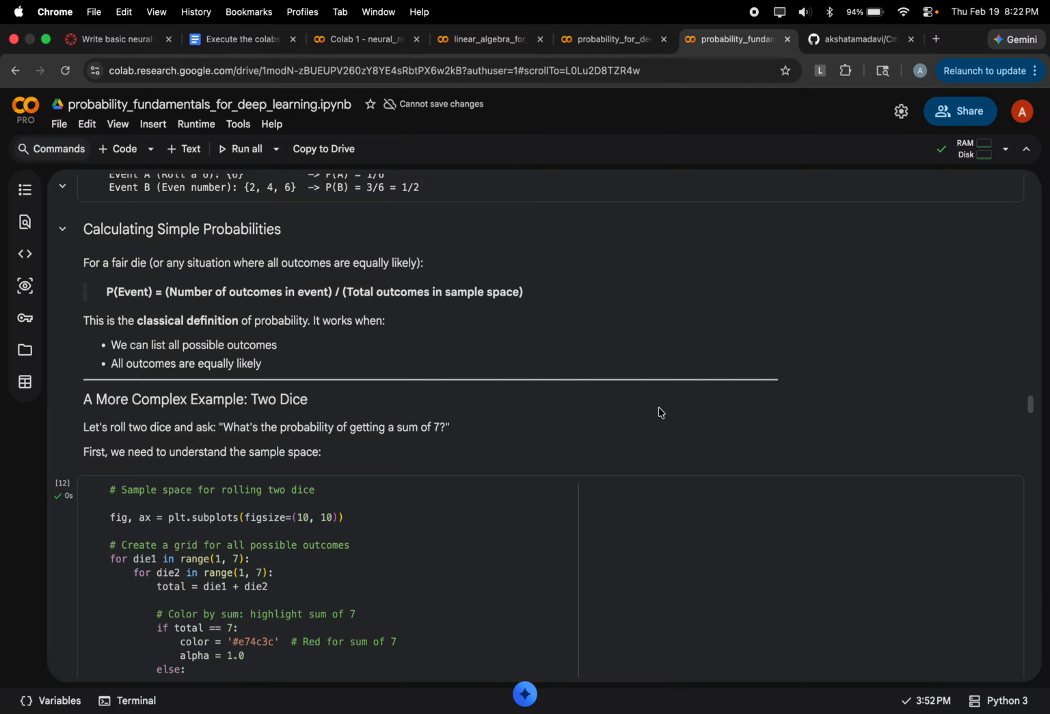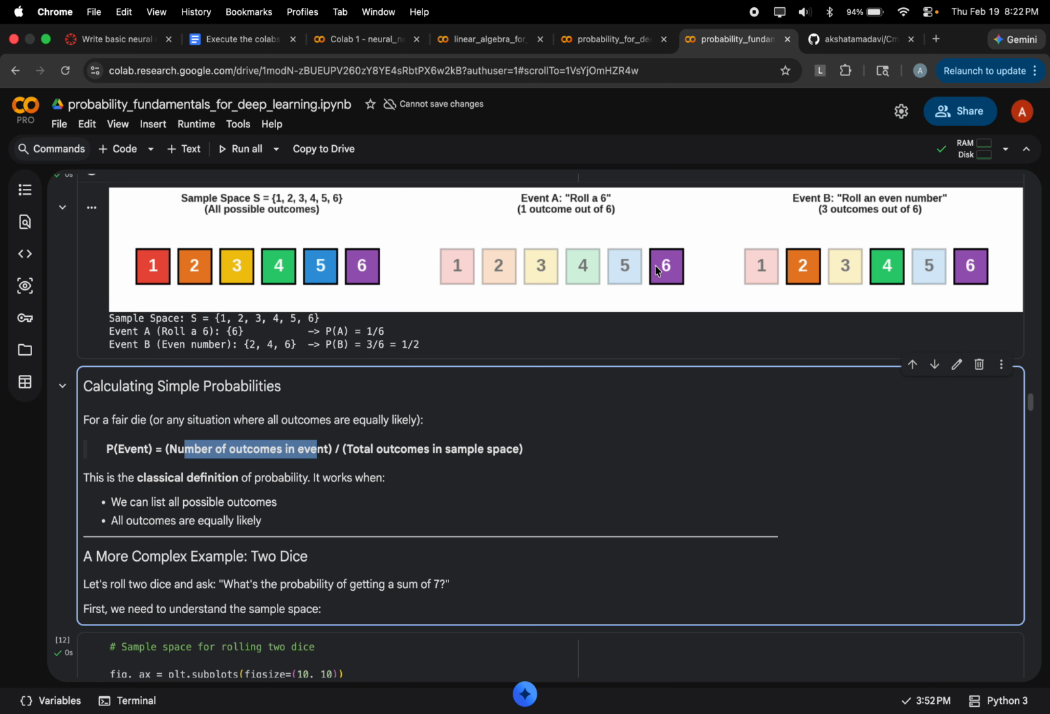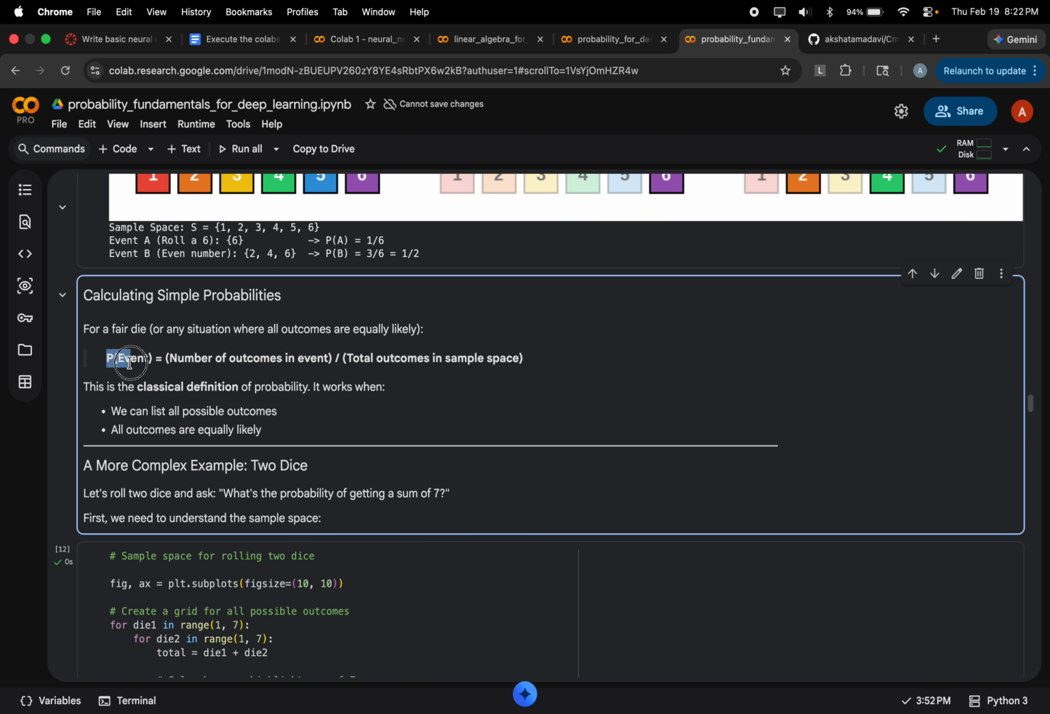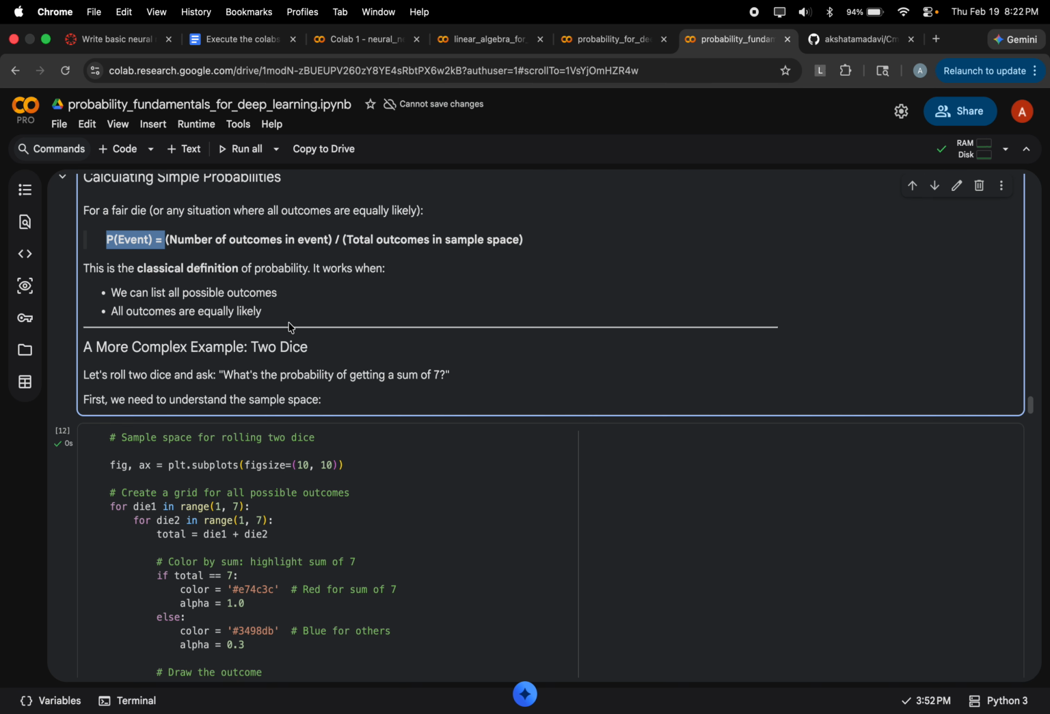Now calculating simple probabilities for a fair die or any situation where all outcomes are equally likely. P of event equals the number of outcomes in the event divided by total outcomes in the sample space. So if I want to see the probability of rolling a 6, it will be the number of outcomes in the event, which is 1, because only one outcome is 6, divided by total outcomes in the sample space. Total outcomes were 6. So 1 by 6 is the probability of rolling a 6. This is the classical definition of probability, and it works when we can list all possible outcomes and all outcomes are equally likely.